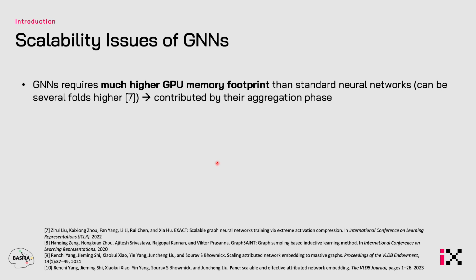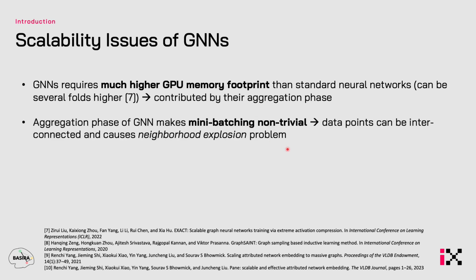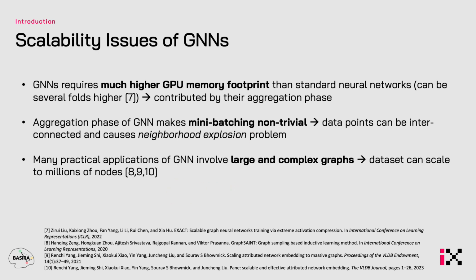First, GNNs require a much higher GPU memory footprint compared to standard neural networks, and this is contributed by the aggregation operations in each layer. Secondly, this aggregation phase causes samples to be interconnected and makes mini-batching non-trivial. This causes neighborhood explosion, which I will explain later. Finally, many GNN applications involve large and complex datasets, which can scale to millions of nodes.